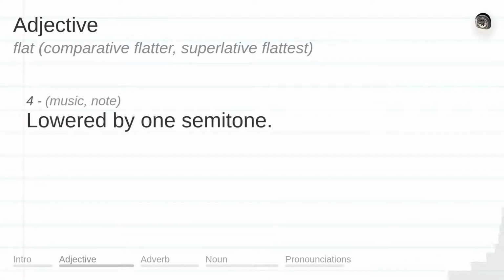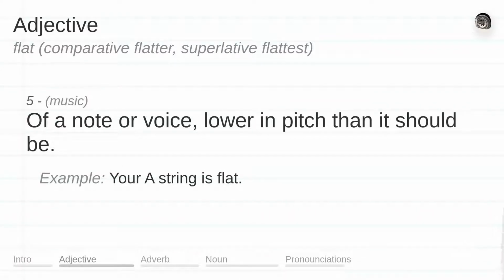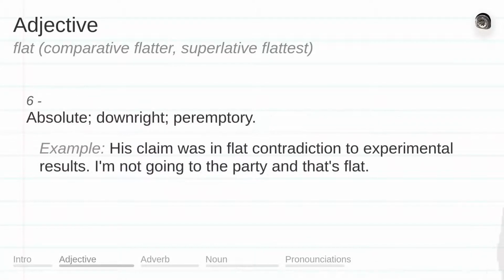Lowered by one semitone. Of a note or voice, lower in pitch than it should be. Example. Your string is flat. Absolute. Downright. Peremptory. Example. His claim was in flat contradiction to experimental results. I'm not going to the party and that's flat.